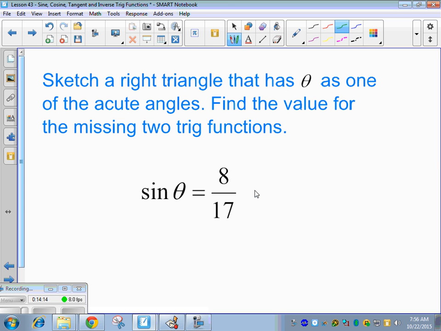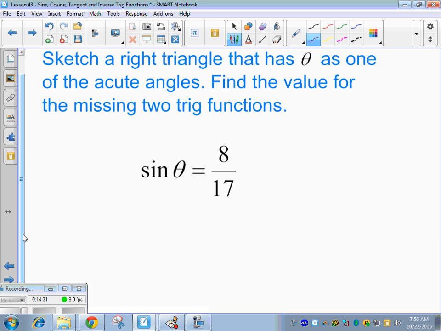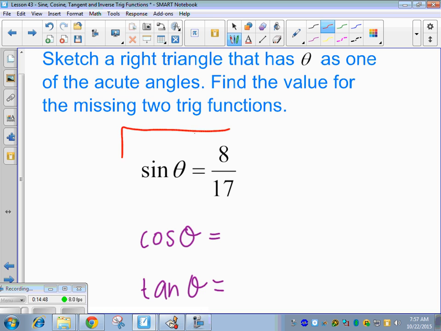All right. So we're going to sketch a right triangle that has theta as one of the acute angles. Find a value for the 2 missing trig functions. So if we know sine of theta, you guys, what are the 2 missing trig functions? Yeah, you guys know this. We just learned some new vocab, right? Yeah, it's cosine, but if you say cos, you can, but it's weird. All right, and then tangent theta. So we want to find cosine theta and tangent theta, and the one they give you sets up the triangle, okay?